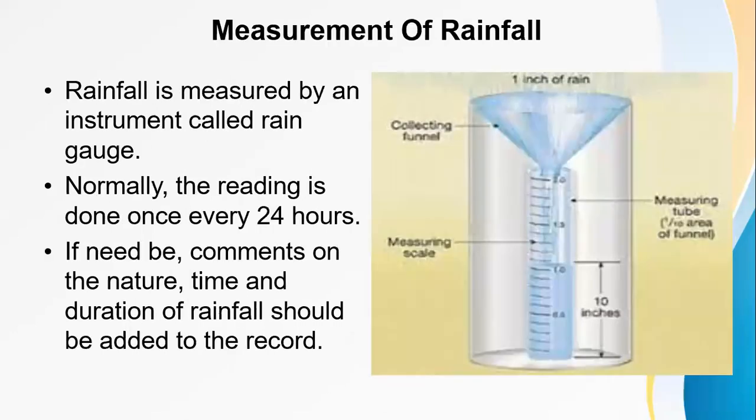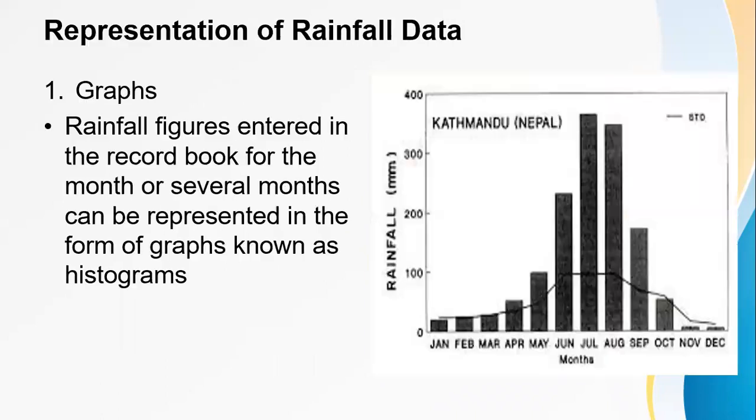Let's see the measurement of rainfall. Rainfall is basically measured by an instrument called a rain gauge. Normally the reading is done once every 24 hours. If need be, comments on the nature, type, and duration of rainfall should be added to the recording of this rainfall. As you can see in the diagram, that's a diagram of a rain gauge.